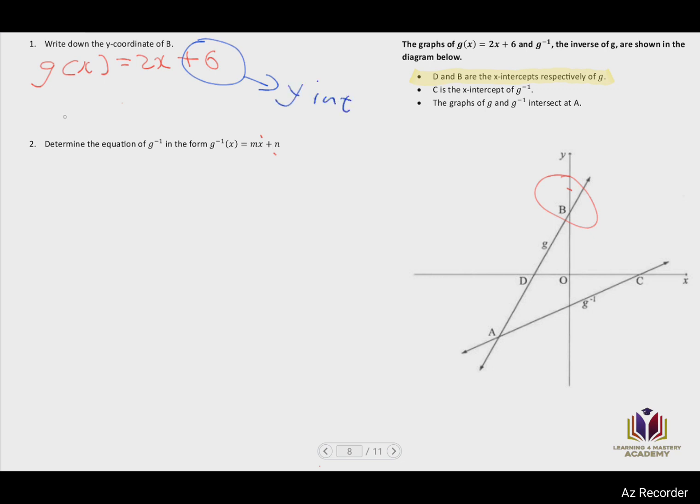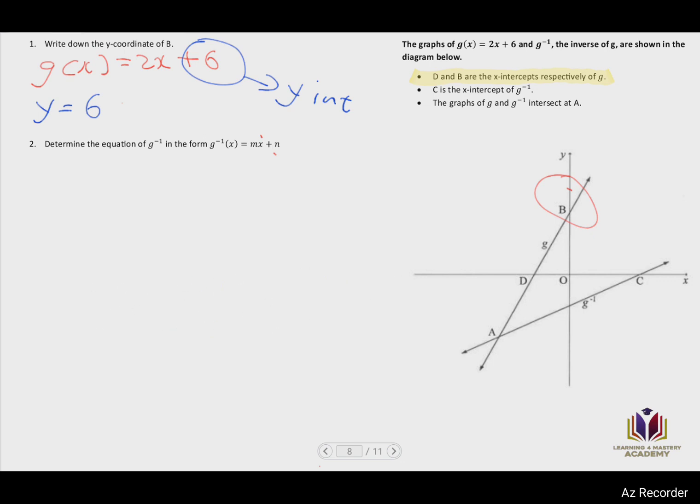So you're just going to say y equals 6. If you want, you can calculate it. Just say g of 0 equals 2, open bracket 0 close, plus 6. This is going to give you 6. g of 0 equals 6. I hope that makes perfect sense.